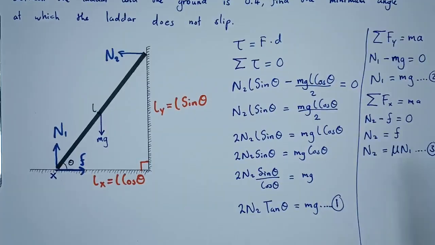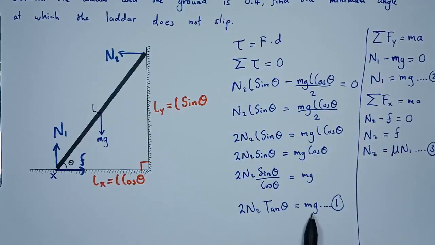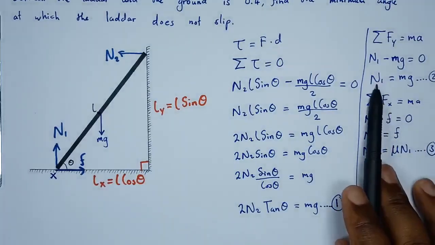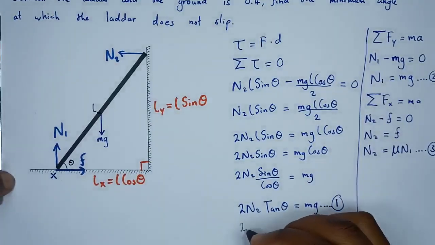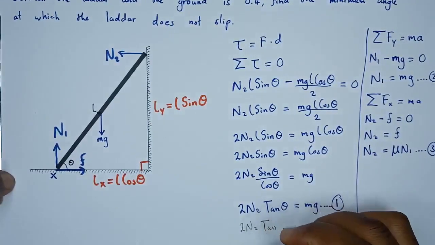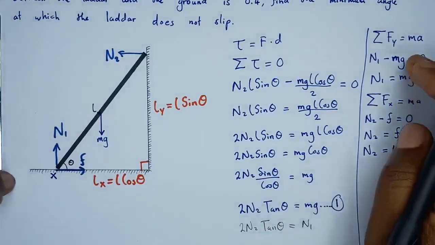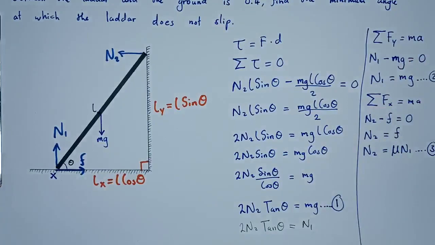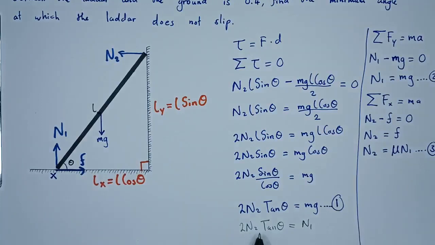Okay, so this is how we can combine them. Remember, N1 is equal to mg. So here, where there's mg, we're going to replace it with N1. So substituting equation 2 into equation 1, where we have mg, we substitute it with N1. So this equation becomes 2 N2 tan theta is equal to N1, according to equation 2. Hope that makes sense. Then from there, let's bring in equation 3. From this equation, let's substitute N2 with mu N1.